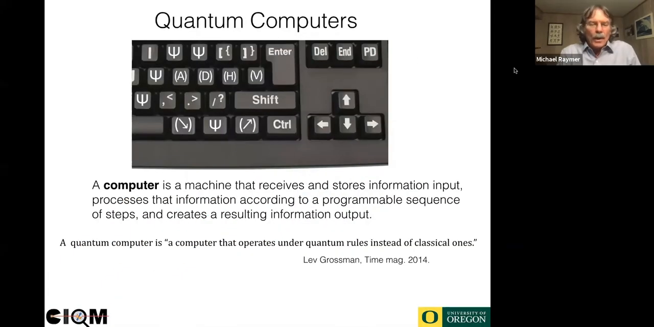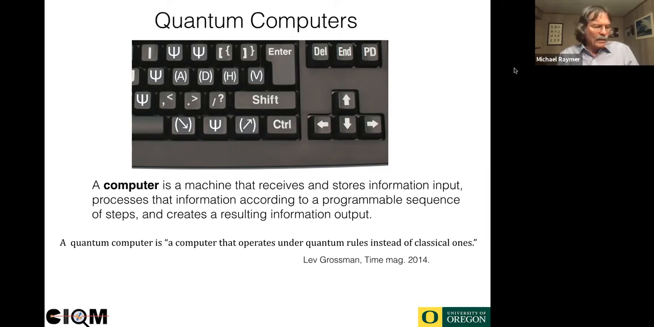Now we'll discuss quantum computers. So we're going to try to apply many of the concepts we've discussed up to now to get an insight into how quantum computers might work. So first, what is a computer? It's a machine that takes information in, processes information according to a program, and then creates a resulting output, which is in the form of information.